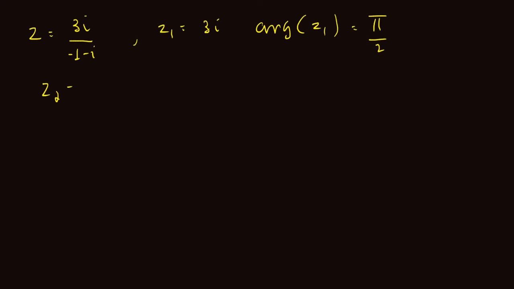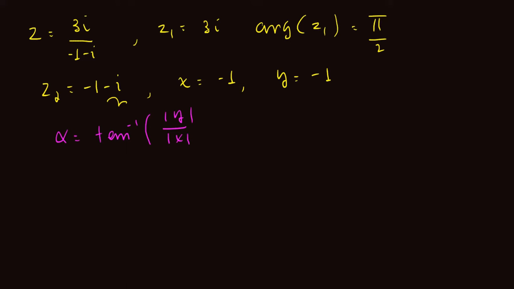Let's continue with z2. z2 is minus 1 minus i. According to our previous discussion, first, alpha is equal to tan inverse of the absolute value of y divided by the absolute value of x. Then this is equal to tan inverse of the absolute value of y, which is the absolute value of minus 1, which is 1. The absolute value of minus 1 is also 1. So this is equal to tan inverse of 1. Then what is the value of alpha? Pi over 4, 45 degrees.